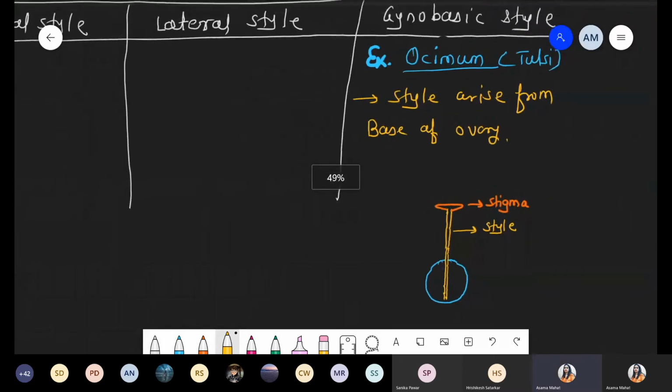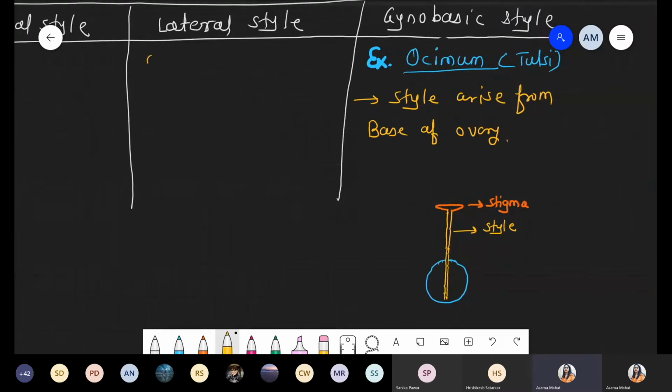The second point is lateral. Lateral is very common in mango. If you see the mango seed, the style of the gynoecium arises from the lateral side. So these are the parts of the ovary. The bottom part is the ovary. Here too we are taking the ovary.